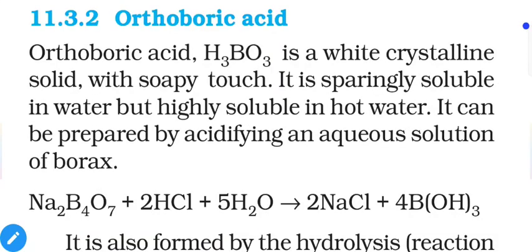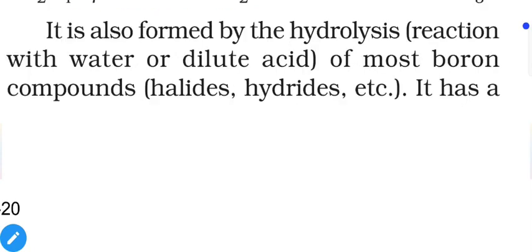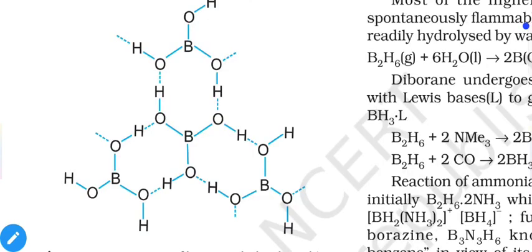Next is orthoboric acid, and the preparation of orthoboric acid is as mentioned. We can prepare it from borax. With HCl it will turn into orthoboric acid, and along with it will produce NaCl. It can also be formed by the hydrolysis of most boron compounds, and it has a layer structure in which BO3 units are joined with hydrogen bonding, as mentioned in this figure.